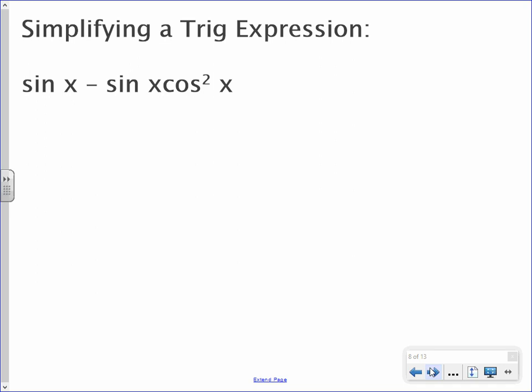Both of them have a sine of x in common, right? Sorry, I wanted to write something on here for you. Both of them have a sine of x in common, so we can factor that out. We can factor this to sine of x times 1 minus cosine squared x. Now, here's something you're going to have to be able to do. Our identities might not always look verbatim as how we wrote them down. Case in point: sine squared plus cosine squared equals 1. Well, that's not what this looks like. It looks like it could be a rearrangement, right?